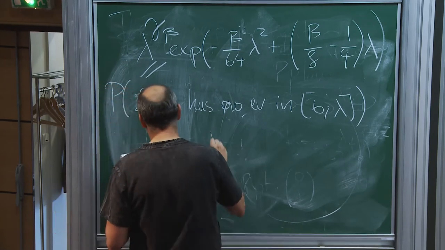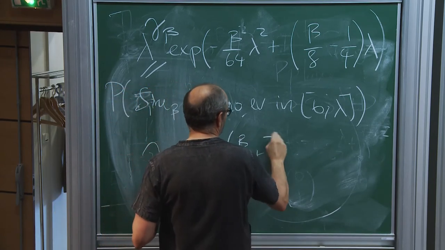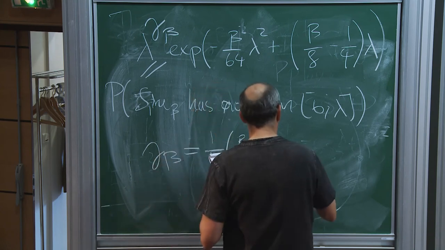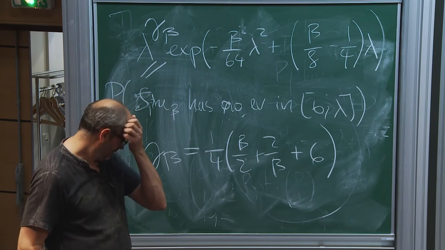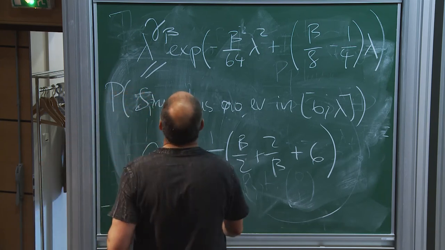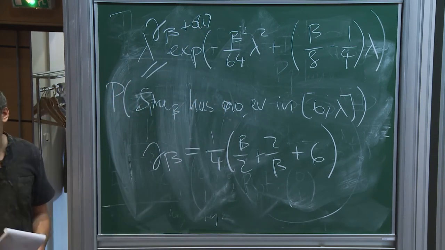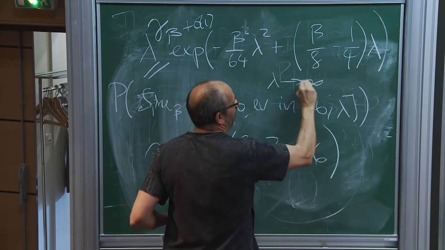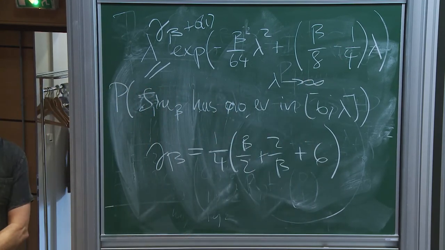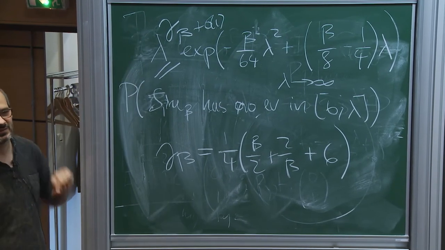is equal to one quarter of beta over 2 plus 2 over beta plus 6. This is when lambda goes to infinity. In fact, there is a constant here, so you can put a constant plus.